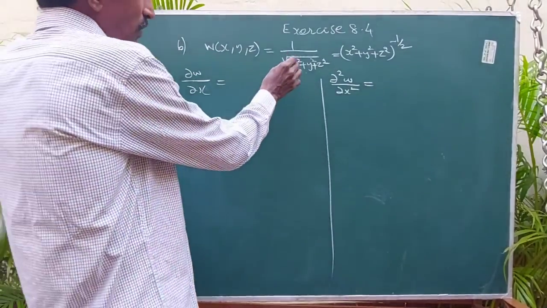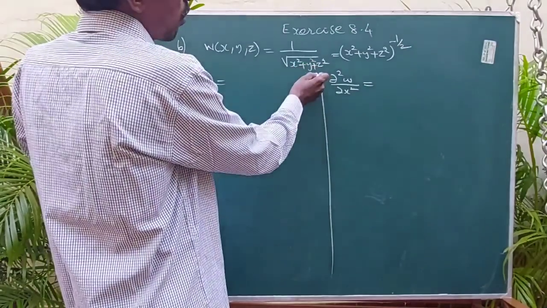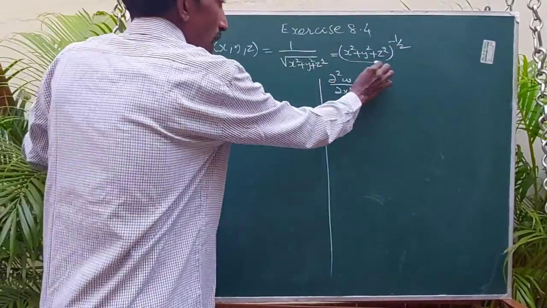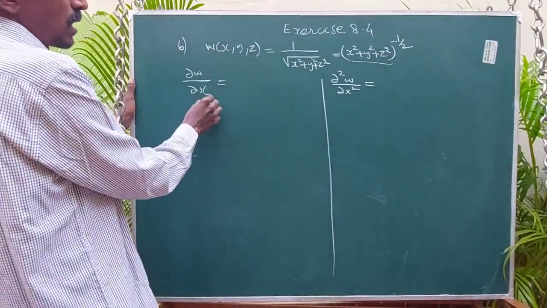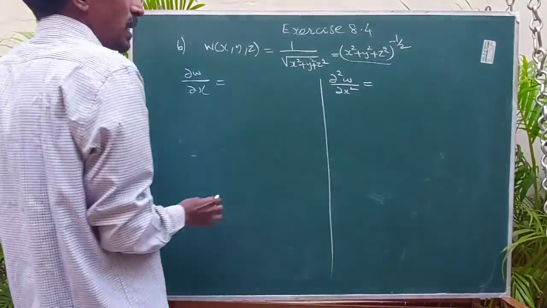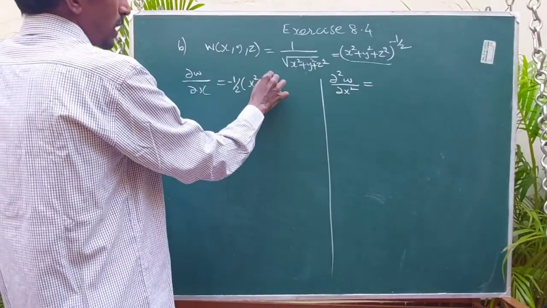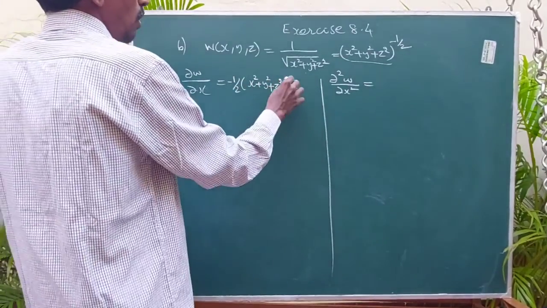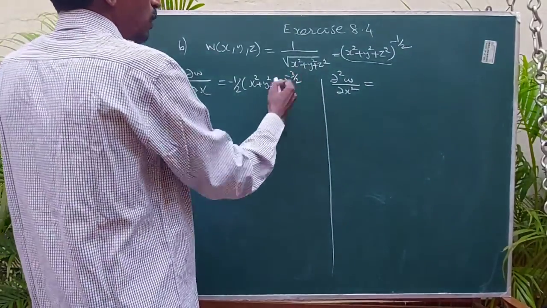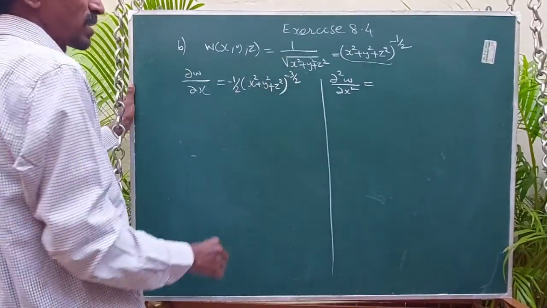Okay, so the given function can be written as, square root means power 1 by 2. If we move this to the numerator, it becomes power minus 1 by 2. So now with respect to x, imagine y and z as constant. First apply the formula n into x power n minus 1. So minus 1 into x square plus y square plus z square whole power minus 1 by 2 minus 1, so minus 3 by 2. N into x power n minus 1, n minus 1 becomes minus 3 by 2.